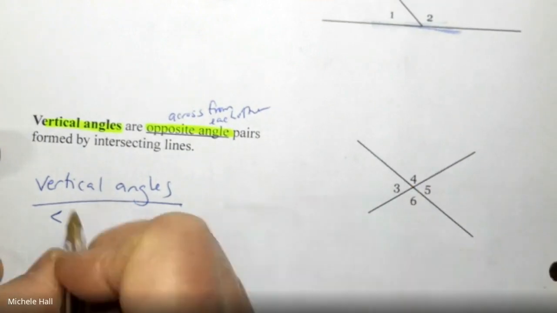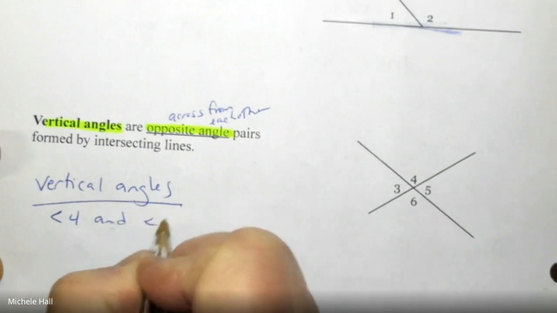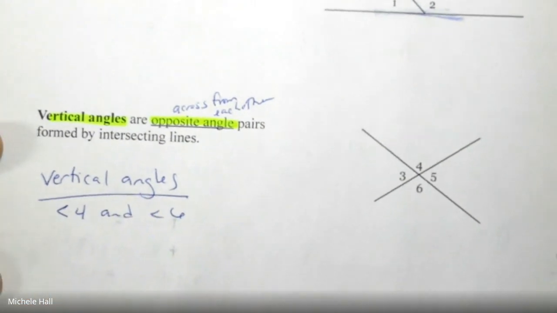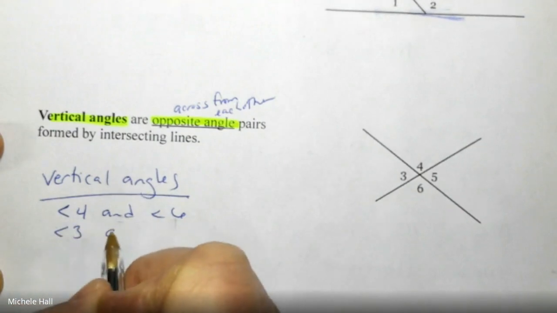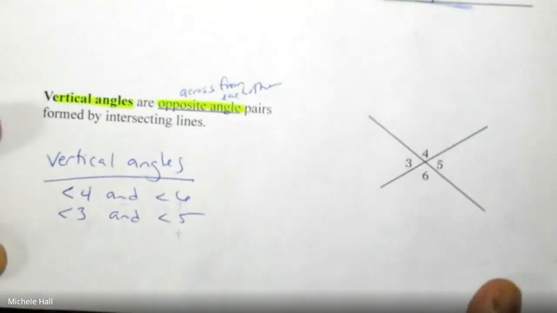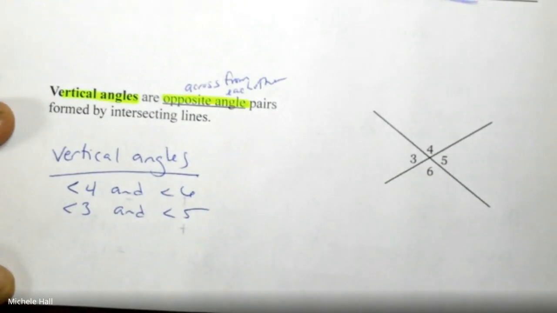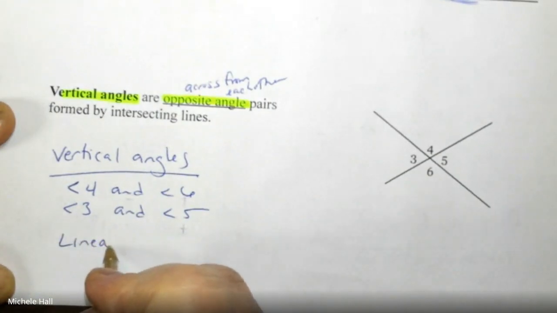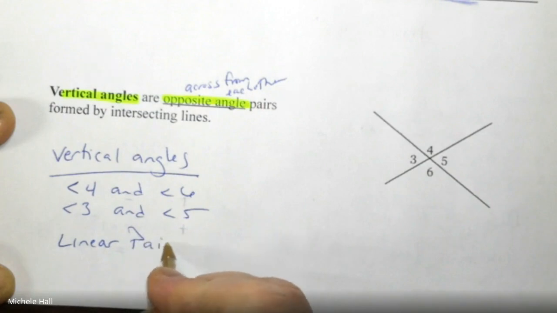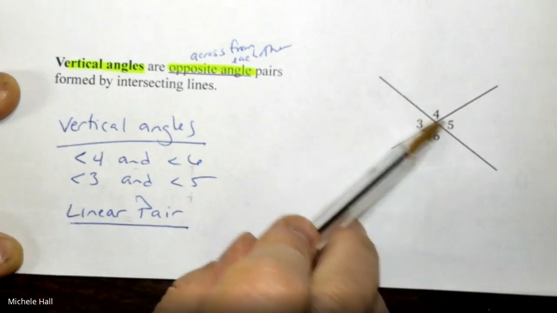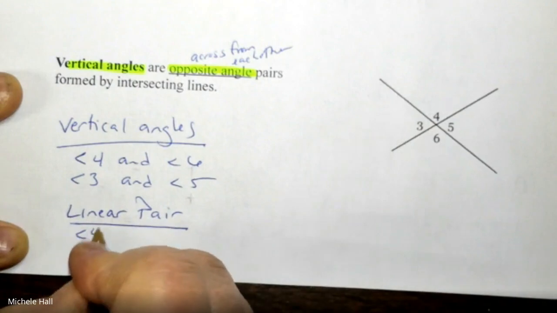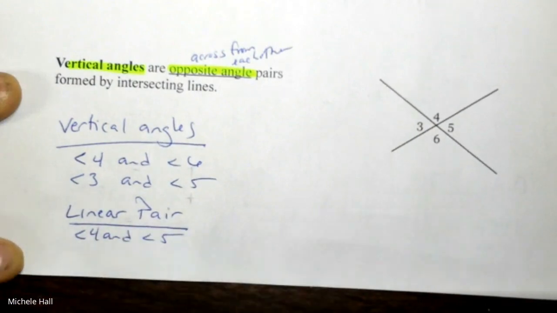Angle 4 and 6. Angle 4 and angle 6 are vertical angles. Are there any other vertical angles in this picture? Angle 3 and angle 5 are vertical angles. How about a linear pair? Angle what and what are a linear pair, Bree? Angle 4 and 5 make up a line. That's a linear pair. So angle 4 and angle 5 would be a linear pair.